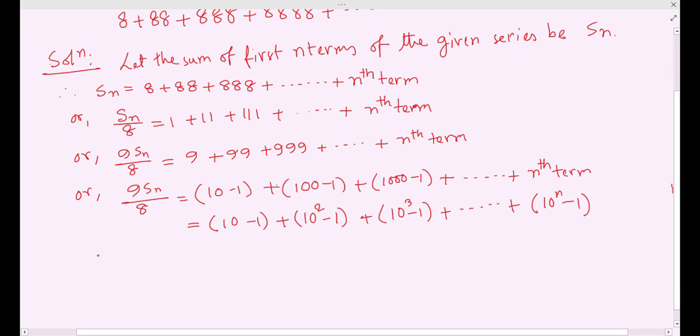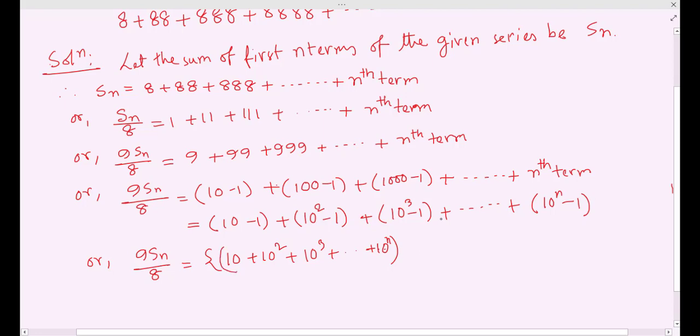So, or we can say 9Sn by 8 is equal to, splitting this, 10 to the power of n minus 1. We will write 10 plus 10 square plus 10 cube plus, this will be a series up to 10 to the power n, into 10 to the power n.